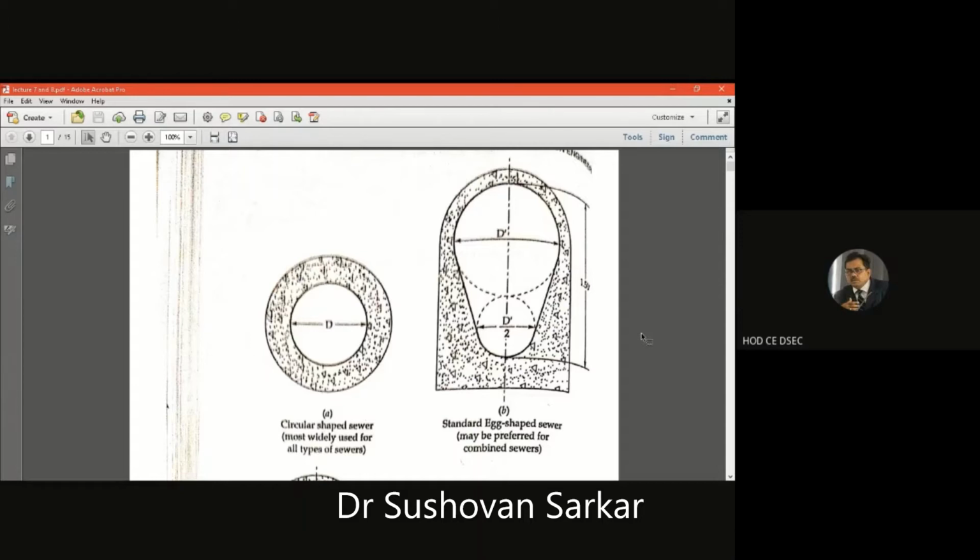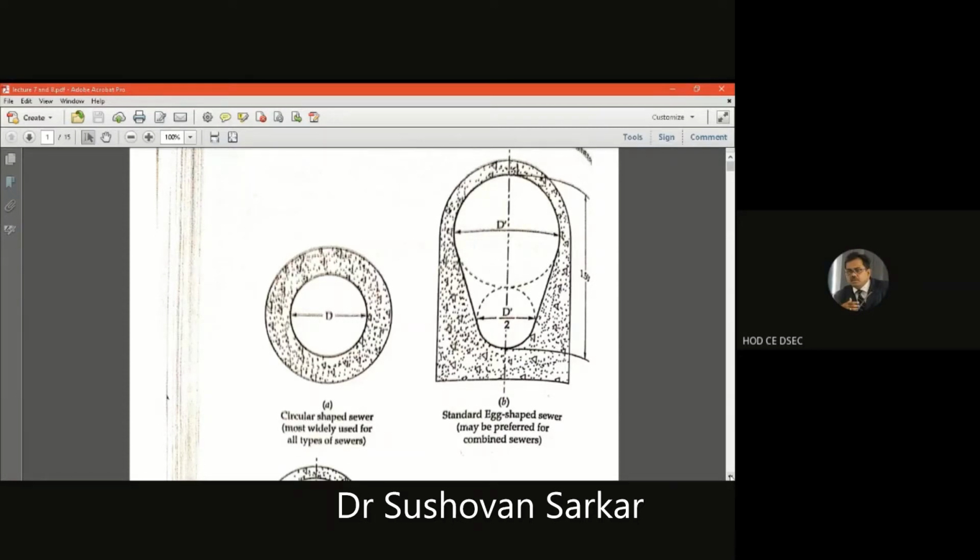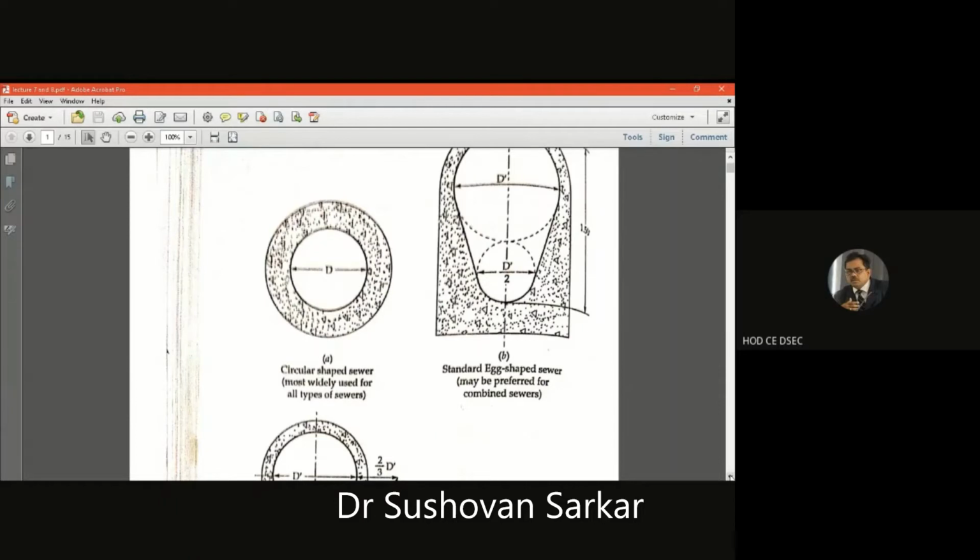Now let us see what the different shapes of the sewers are. Kindly, I am sharing my screen with you. The different shapes of sewer. I want you to become acquainted with these terms and with the shapes of the sewers.